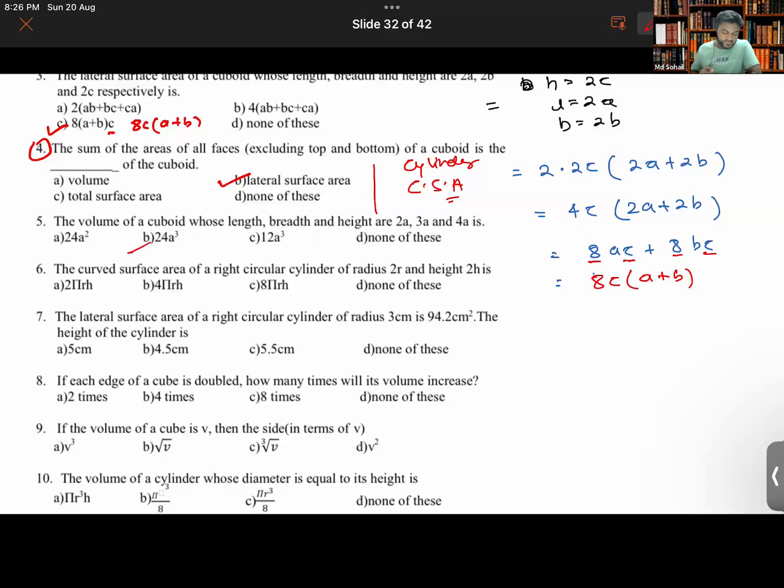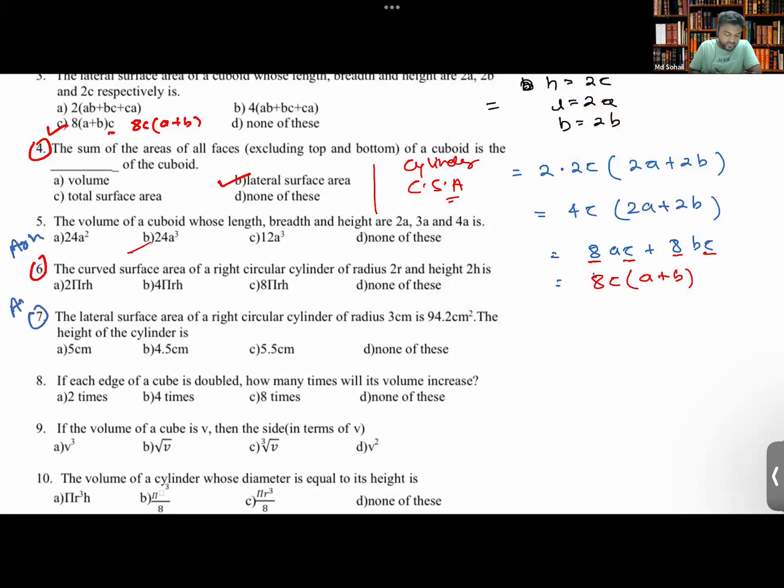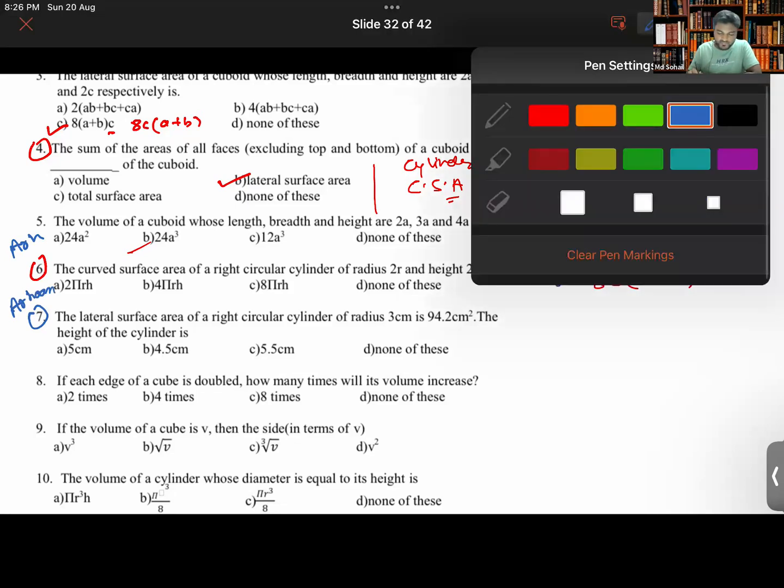Now see question number 6. Solve this question also. I'm giving this question to you, Arham. Question number 7, Arhan, you solve this one. In this manner, we will be able to solve maximum questions.